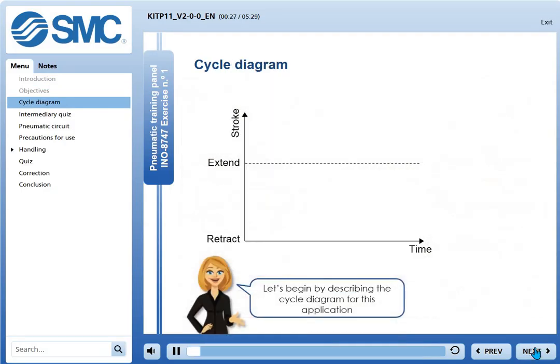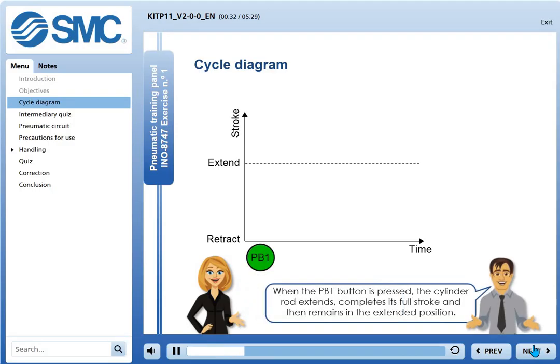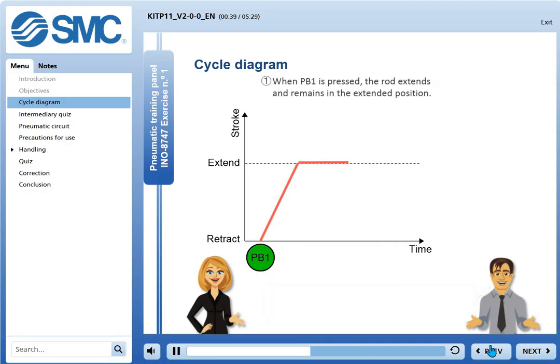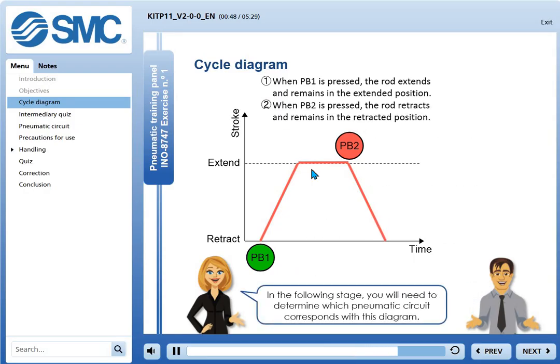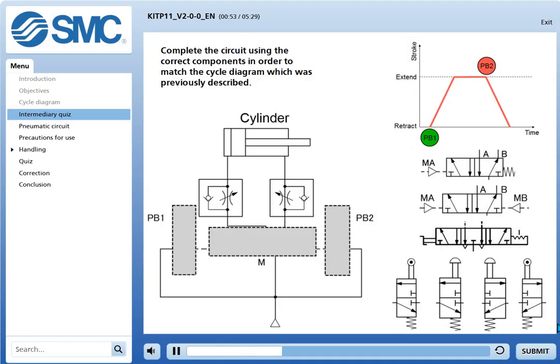Let's begin by describing the cycle diagram for this application. When the PB1 button is pressed, the cylinder rod extends, completes its full stroke and then remains in the extended position. When the PB2 button is pressed, the cylinder rod retracts, completes its full stroke and then remains in the retracted position. In the following stage, you will need to determine which pneumatic circuit corresponds with this diagram. Complete the circuit using the correct components in order to match the cycle diagram which was previously described.